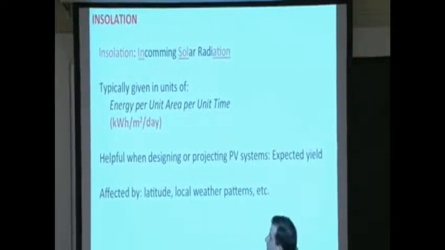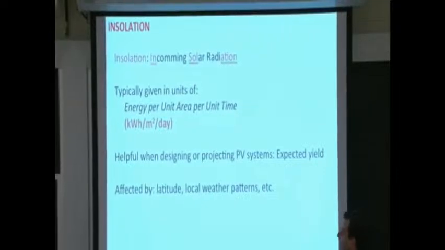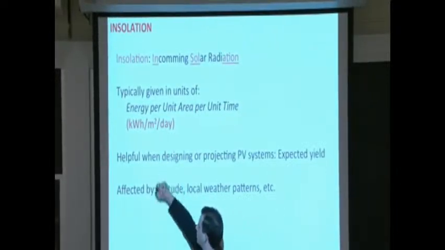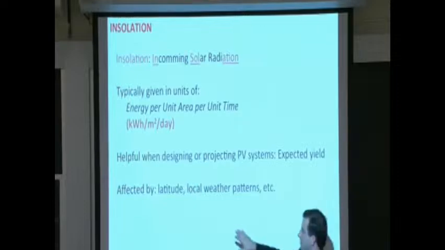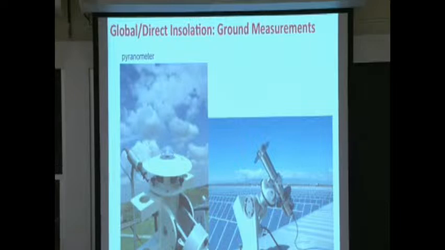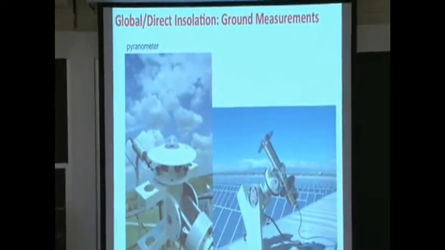It's typically given in units of energy per unit area per unit time. So kilowatt hours, that's energy, per meter squared per day. And it's helpful when designing or projecting these PV systems. And it's affected by a bunch of stuff, which we'll get to over the next few slides. So we can measure insolation from the ground. That's a surefire way to do it.